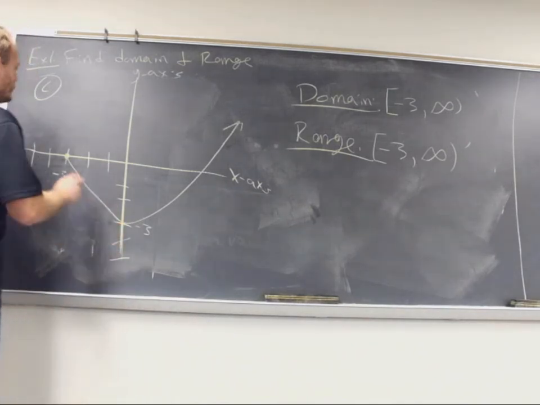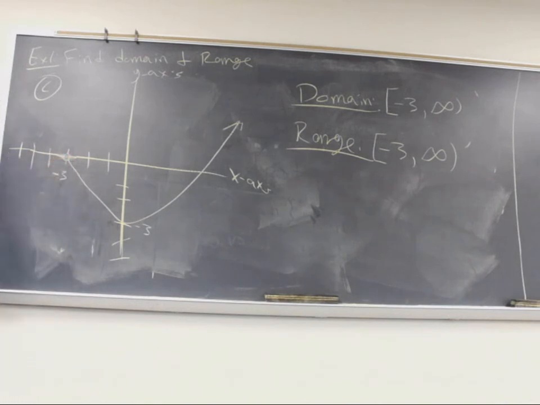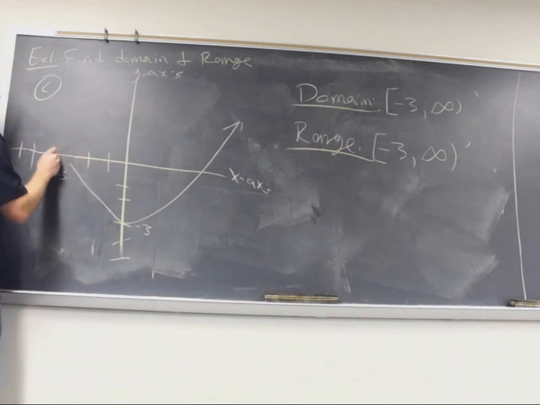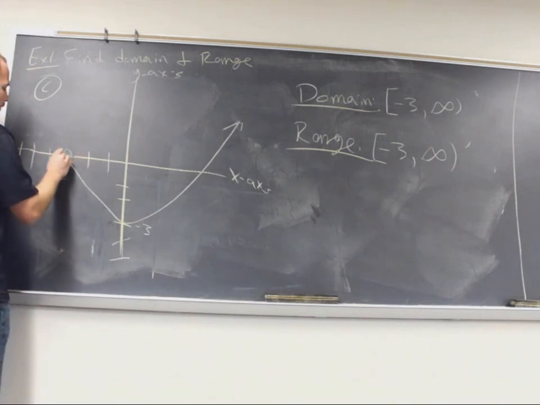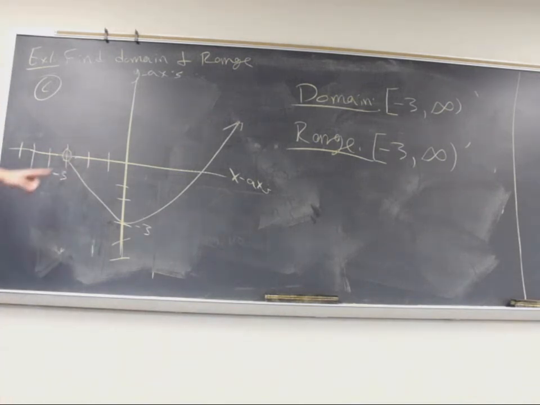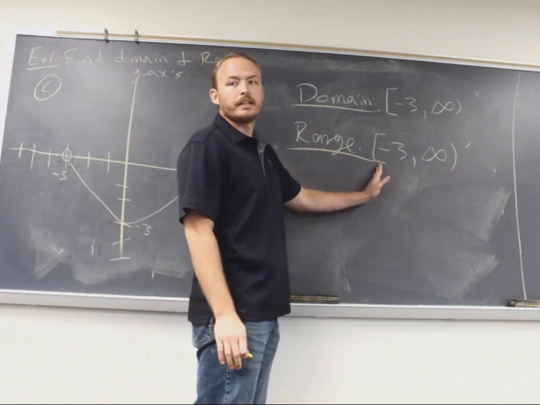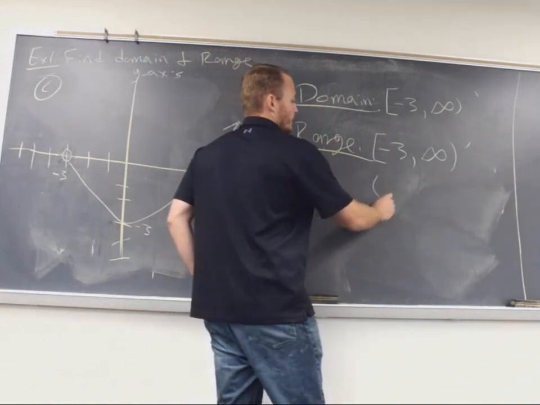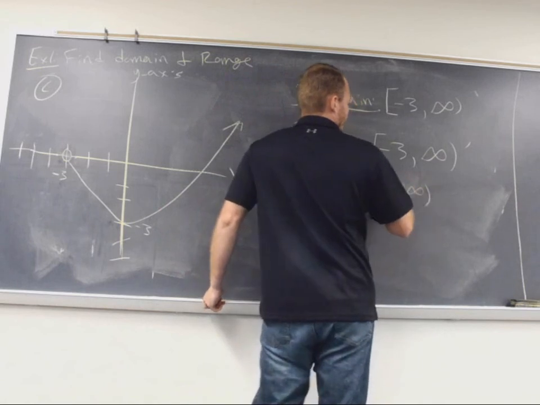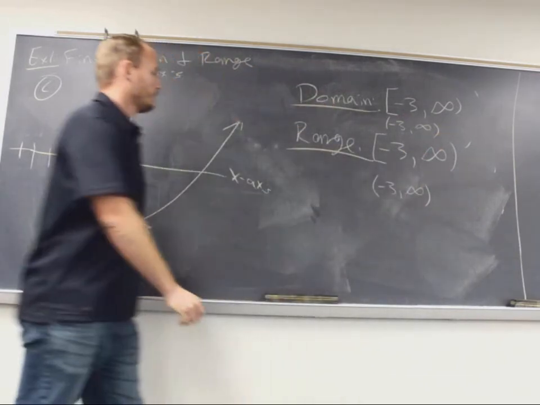Just as a side note, let's look at if this was an open circle, just like that. It might be a little hard to see, so I'll draw it a little bigger. That's at -3 still. If it was an open circle like this, then your domain and range would change. You wouldn't be using a bracket anymore. You would be using a parenthesis. So it'd be parenthesis -3, comma, infinity. And this would be parenthesis -3, comma, infinity. All right?